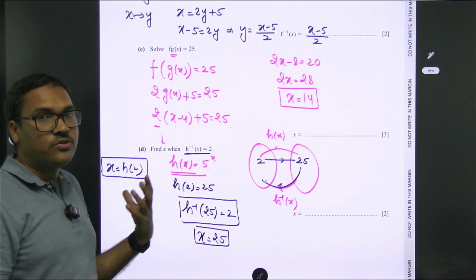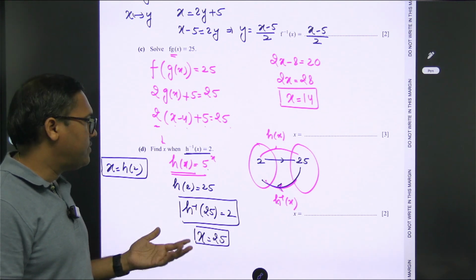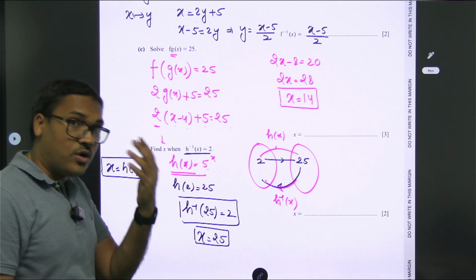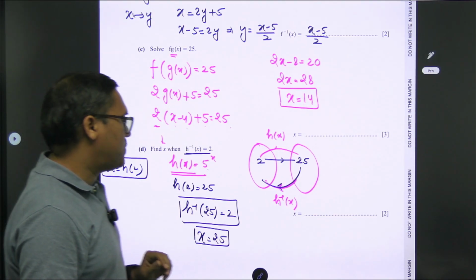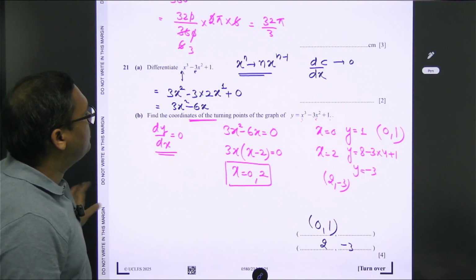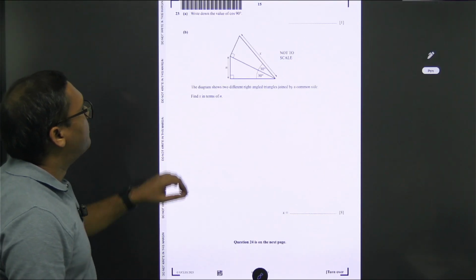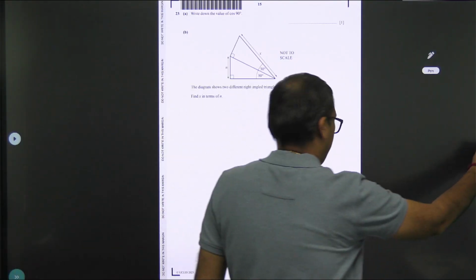So sometimes it's not possible to find the inverse. What you can do is just use the basic concept of the inverse function. This is how we can solve this one. Now we have done this. Now the question on trigonometry. So let's do this.